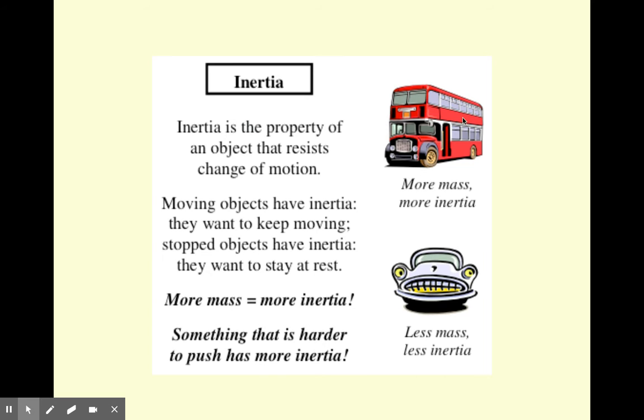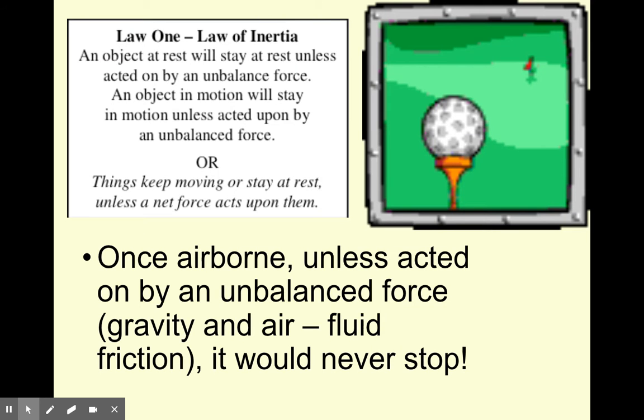You've probably seen people trying to push a car, and then they get it moving downhill, and they have to run back in front, and it's really hard to stop. It's because an object wants to keep on doing what it's already doing. So an object in motion will stay in motion, an object at rest will stay at rest unless acted on by an outside force. The more mass, the more inertia, because it requires more force to get it going, but it will also require a larger force to make it stop. Things keep moving or stay at rest unless a net force acts upon them.